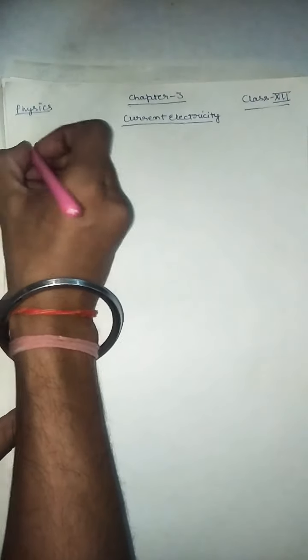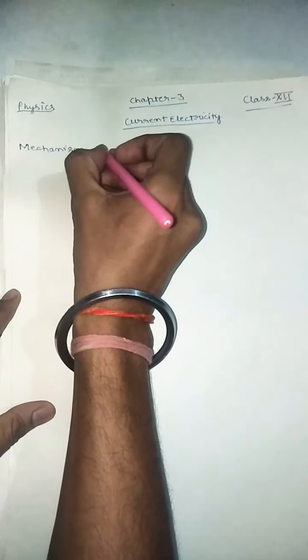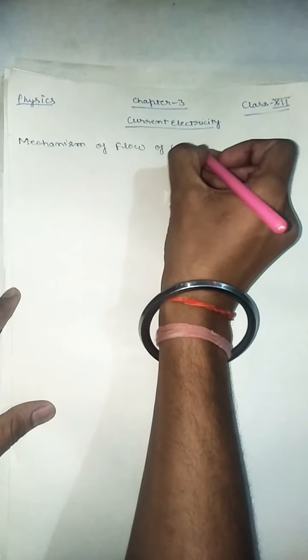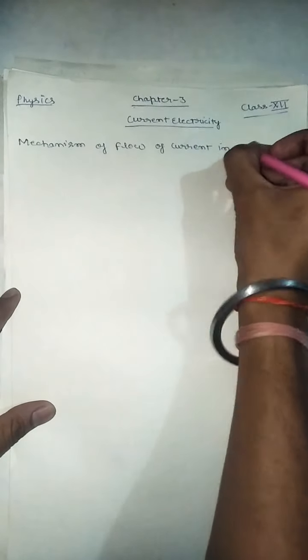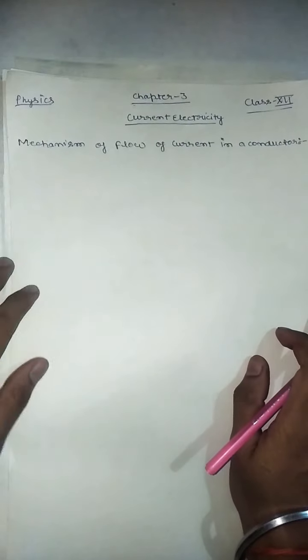In the last lecture, we discussed the current, properties of current, and types of current. Here, we are going to discuss how current flows in a conductor. What is the mechanism of the flow of current in a conductor? So here, what we are going to study is the mechanism of flow of current in a conductor. We should know how current flows in a conductor.